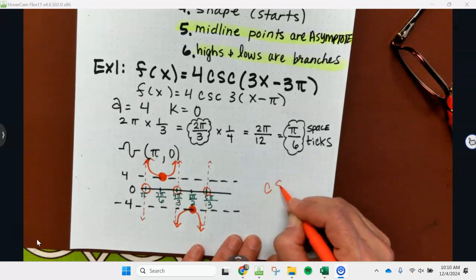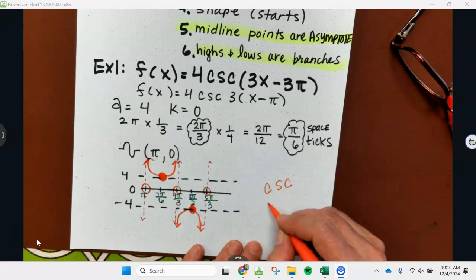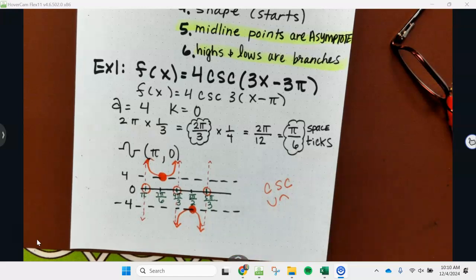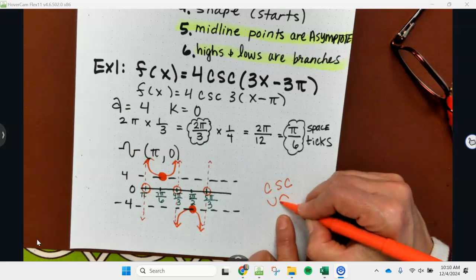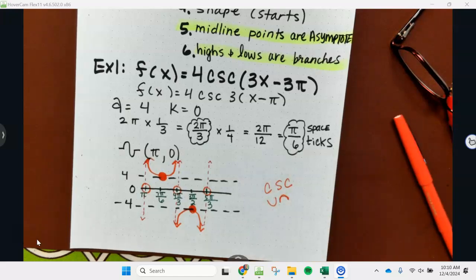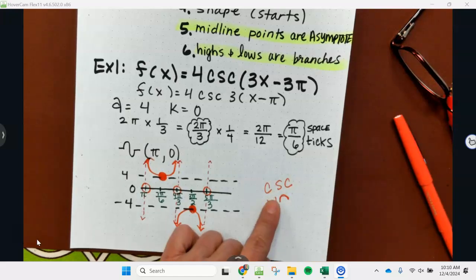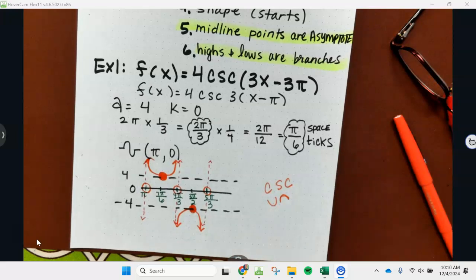So guys, cosecant is going to have things that look like that. This is kind of the shape for it. 2 branches. It could be reflected. The first one could be going down, but that's the general shape of a cosecant function.